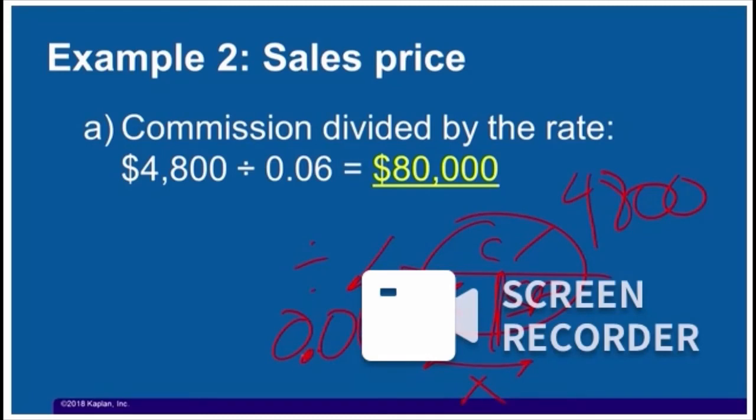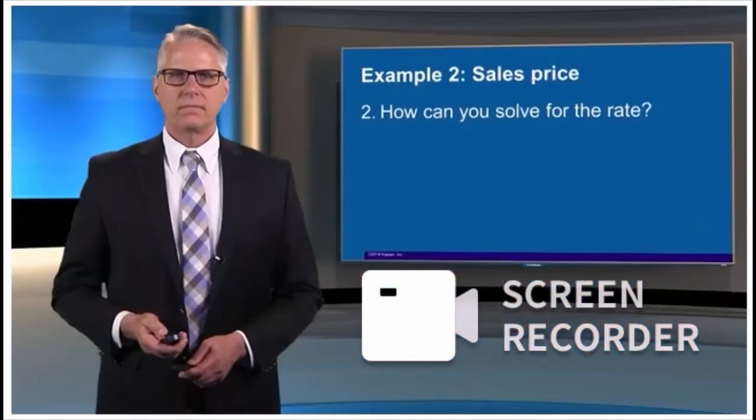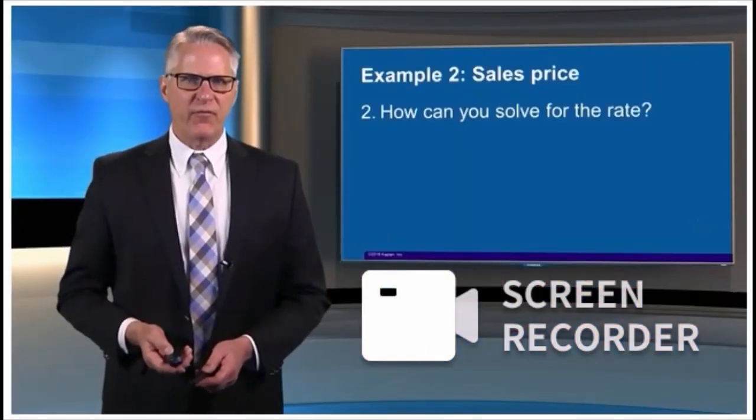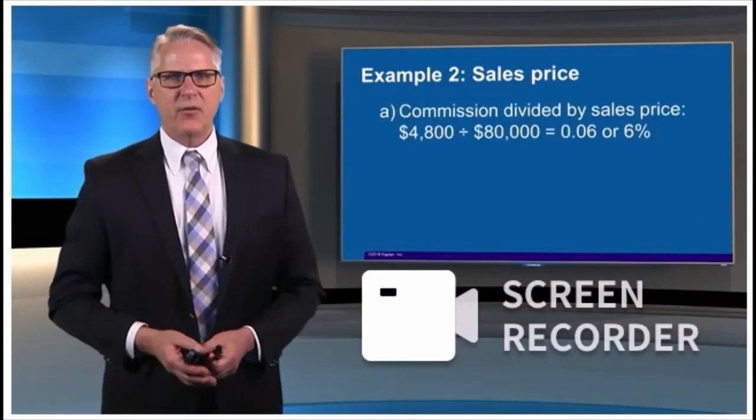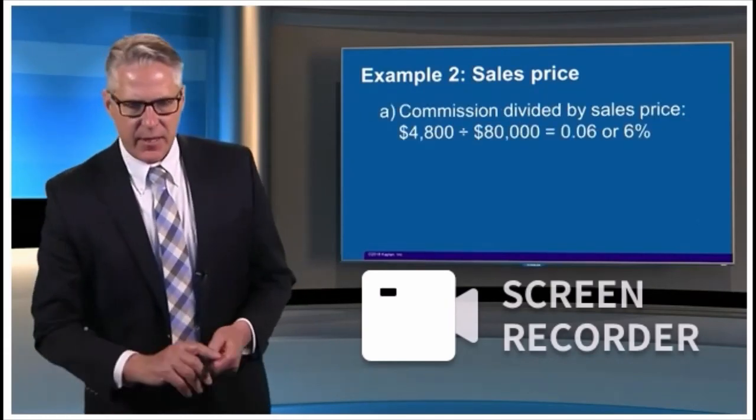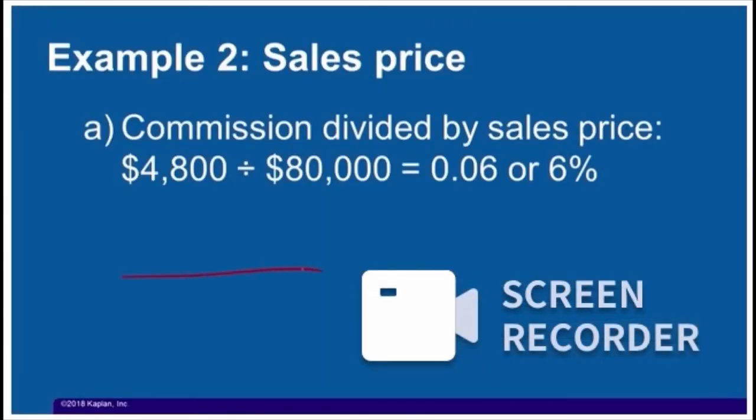What does the formula tell us to do? Take the $4,800 and divide it by 0.06, and do that on your calculator, and your answer will come up a nice clean 80,000 bucks. Same way if I wanted to solve for the rate. In this case, the commission would be divided by the selling price. Here's the formula for it. Same thing, different day. My commission's up here. My rate is here, and my selling price is here.